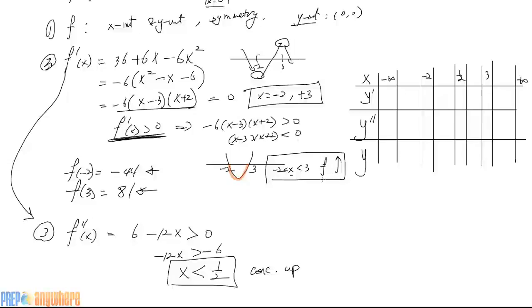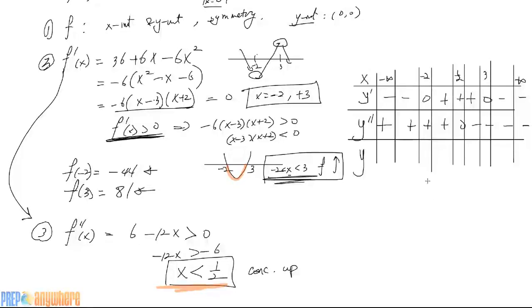Okay, we found out between -2 and 3, the first derivative is positive. So it's positive here. These are zeros, and it's negative. Right? From right here. Okay, from right here, we found out that the second derivative is positive, less than half. So here it's positive. But here it's going to be negative then. True? Okay, we also found out at -2 it's -44. And at 3 it's 81.